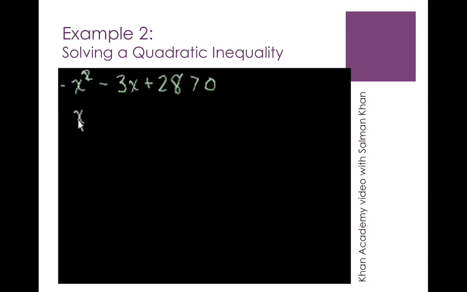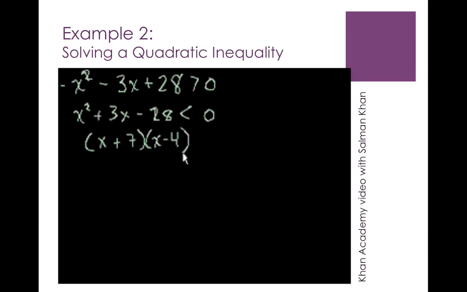So I get x squared plus 3x minus 28. When you multiply or divide by a negative with any inequality, you have to swap the sign. So this is now going to be less than 0, right? And if we were to factor this, we get x plus 7 times x minus 4 is less than 0.